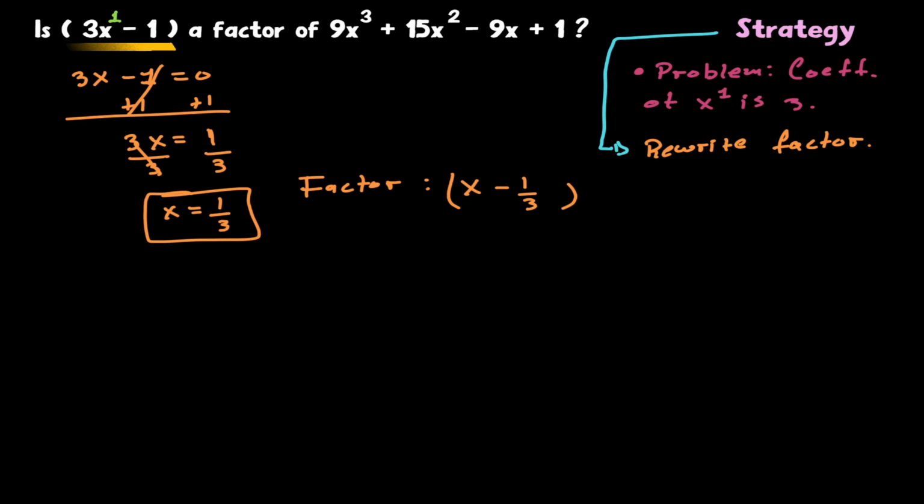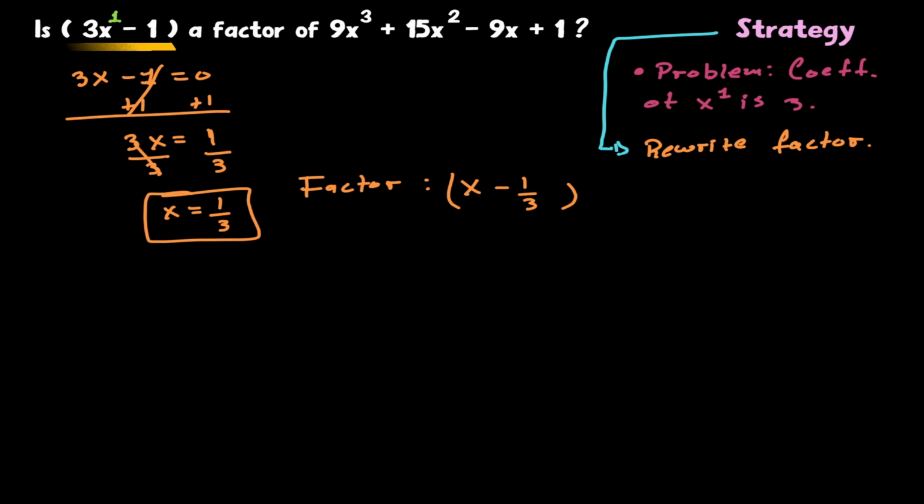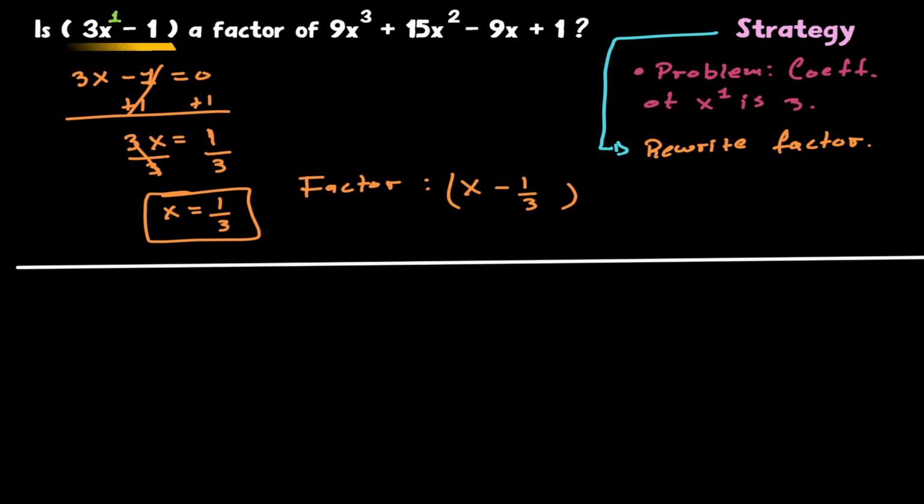Now, how are we getting this factor? Just real quick, if we have x is equivalent to 1/3, we can subtract 1/3 from the left and the right. This cancels out, then we get x minus 1/3 is equivalent to 0. That's how we are considering this factor. And now that we have our new factor, we can apply the remainder theorem.